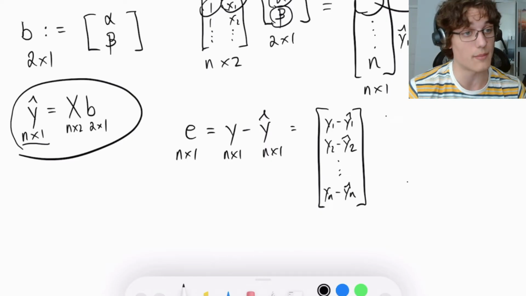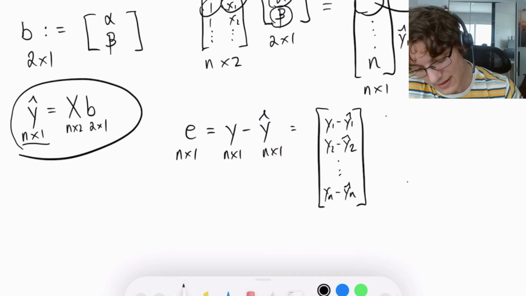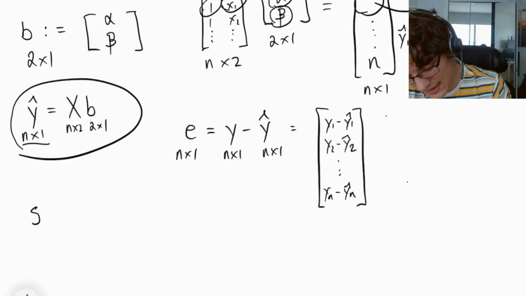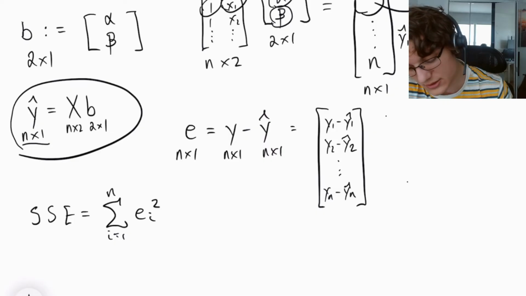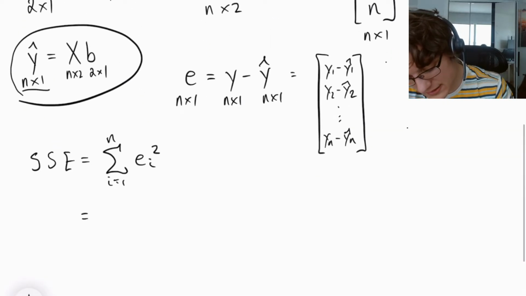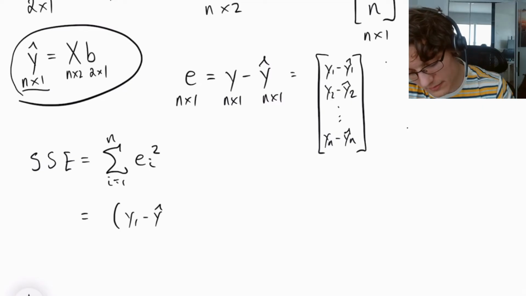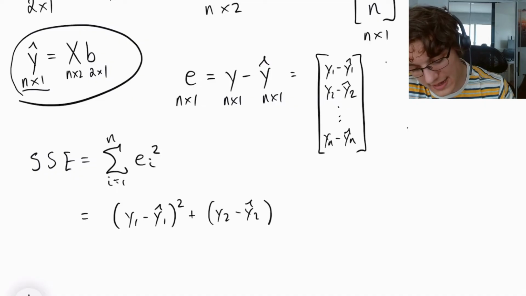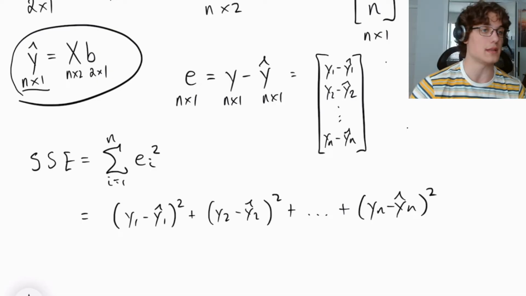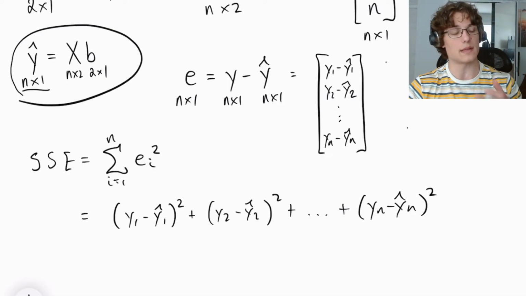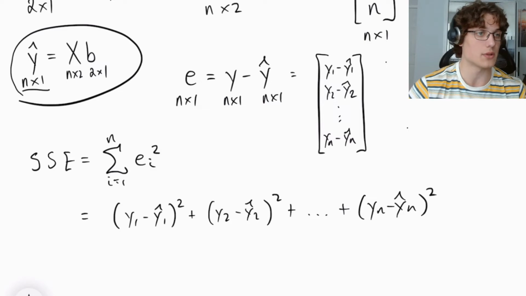If we wanted to compute the sum of squared error based on this error vector, very simply, all we would have to do is say SSE is equal to the summation of i equals 1 to n of E sub i squared. And this is going to be equal to y1 minus y hat 1 squared plus y2 minus y hat 2 squared plus all the way to yn minus y hat n squared. And that is going to be the sum of squared error based on the betas and alphas that we have chosen for this particular y hat.